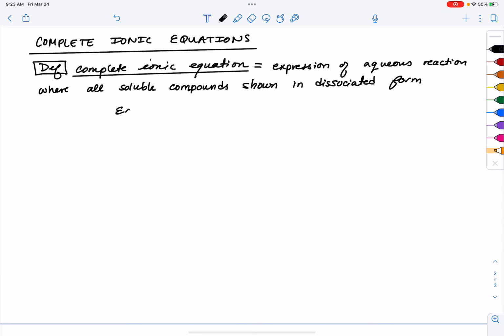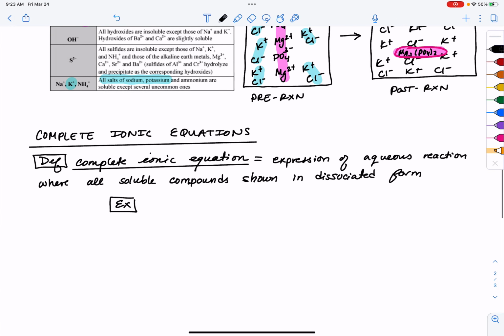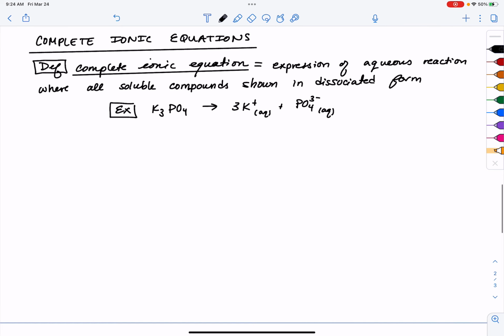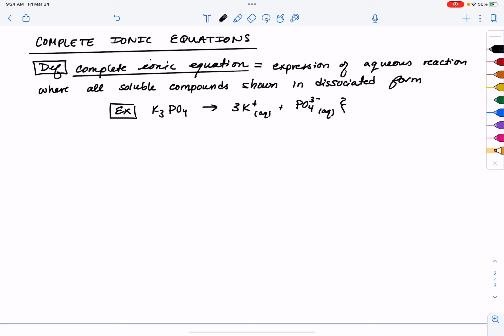So for example, thinking about what we were looking at in our prior example with potassium phosphate, if I were to dissolve 1 unit of potassium phosphate into solution, I would create 3 potassium ions and 1 phosphate ion in solution. And this is what I would use to show in my chemical equation or my expression of the chemical reaction.